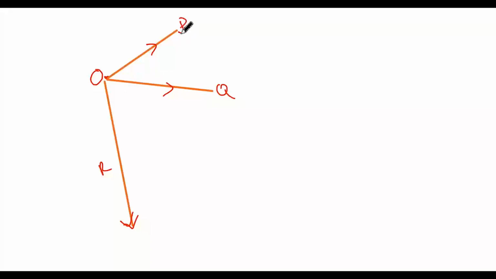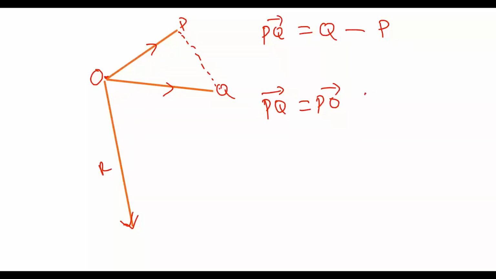Now let's say you want to find PQ. So what will be the vector PQ? Vector PQ will be equal to Q minus P, and not Q plus P. Let me show you. From P, we want to move to Q. So it will be PO like this, then plus OQ like this.